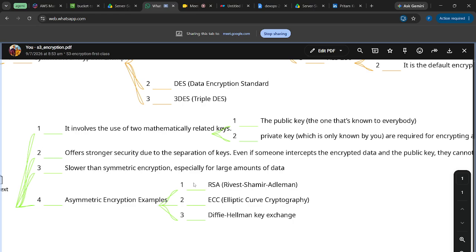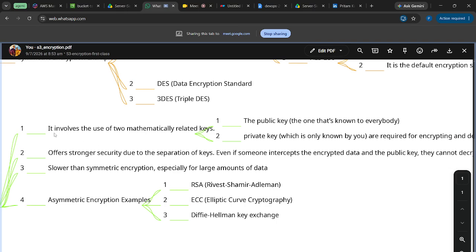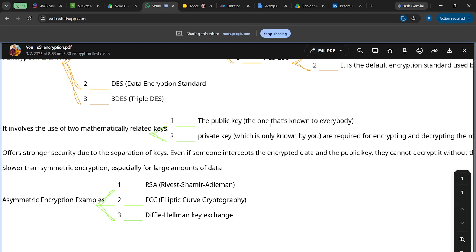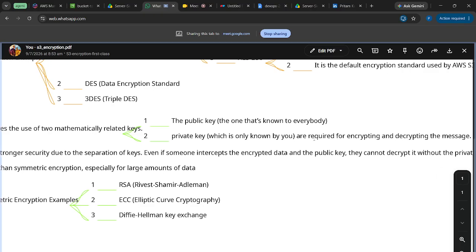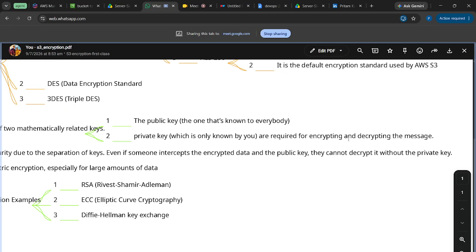Let's take a look at the intro. It involves the use of two mathematically related keys: the public key, the one that's known to everybody, and the private key, which is only known by you. They are required for encrypting and decrypting the message. Did you hear about these two terms, public key and private key?